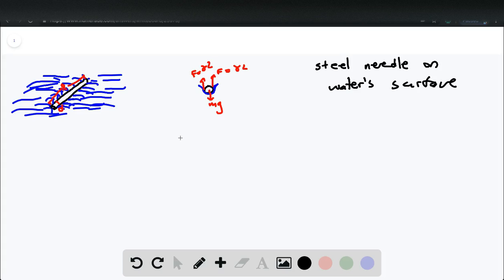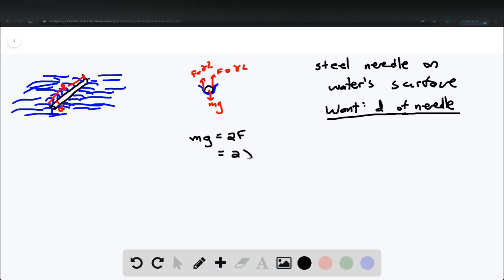And from this free body diagram, since this is resting, we know that the force is balanced. So the gravitational force is equal to 2 times this force from the surface tension. And I'll also write down what we want to find, which is diameter d of the needle. So this force is from the surface tension. And the surface tension, in general, gamma is the force per unit length. And the length of this needle here is what I labeled this lowercase l.